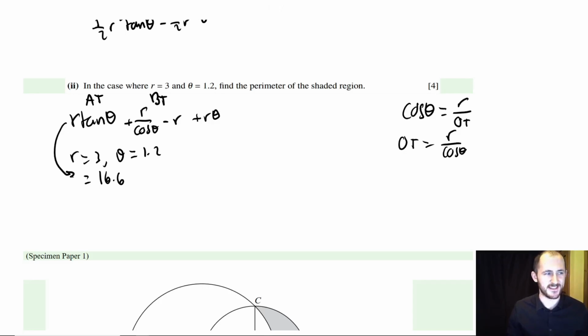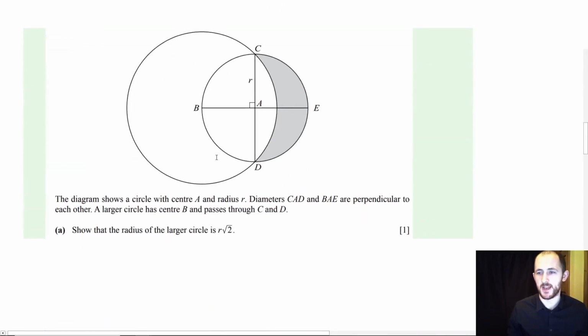Okay, not bad. Now we have to go on to the next question, and it's pretty good. This isn't too bad. So we have a diagram that shows a circle and then another circle. So there's a bit of an overlap. And these two are perpendicular to each other because they're chords, and this is like a radius or a diameter, so they would always meet at 90 degrees. And show that the radius of the larger circle is r root 2.